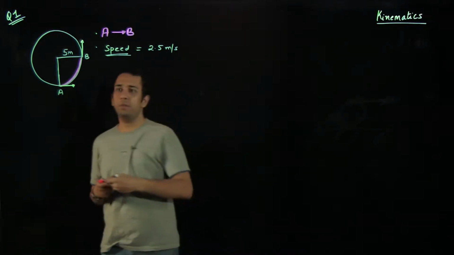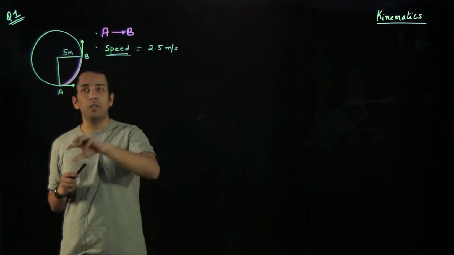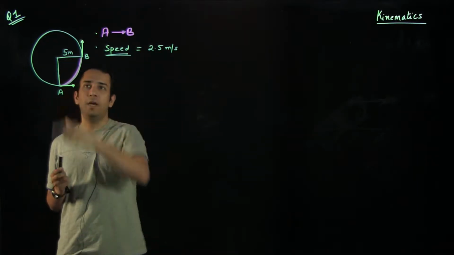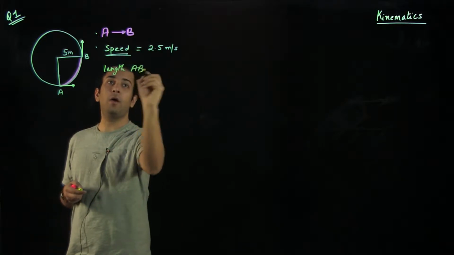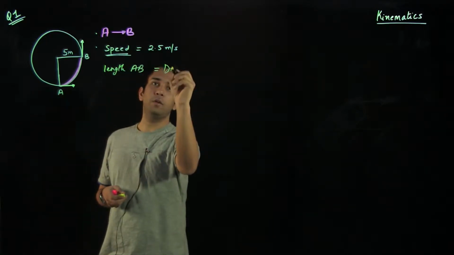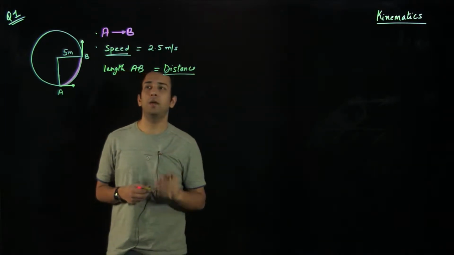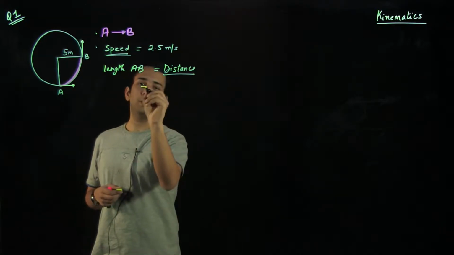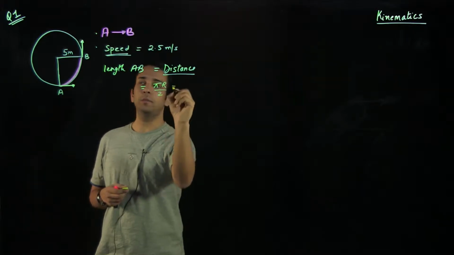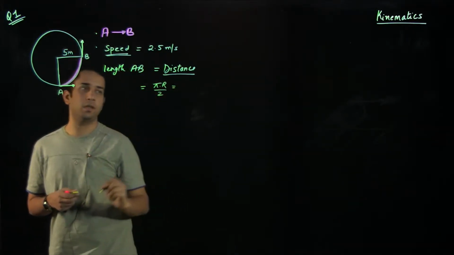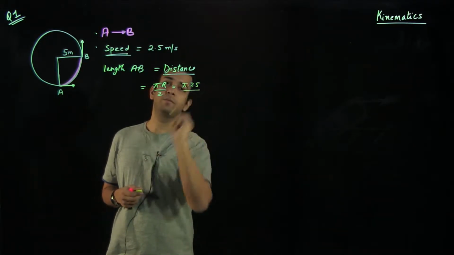We know that the path taken by the particle is from A to B. We know the length of the path because we know the radius. So the length AB, or recall that it will be equal to the distance, because distance is the length of the actual path covered by the particle. So the distance should be equal to pi into r by 2. This is because this is 1/4 of the circumference of the circle. So it would be pi into 2.5.